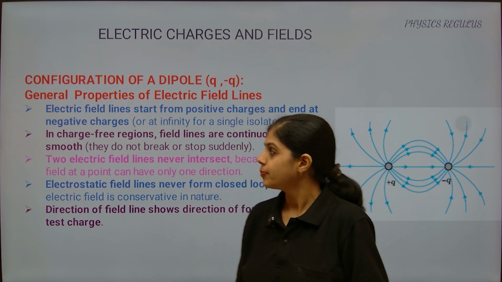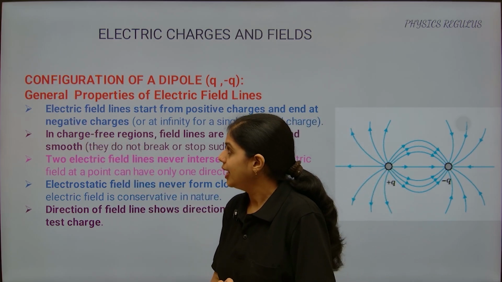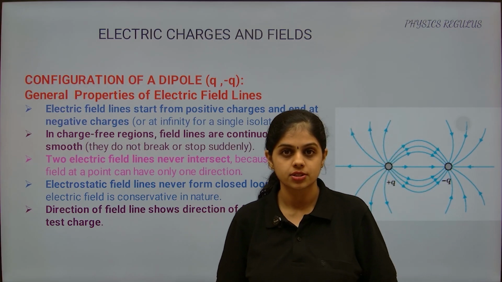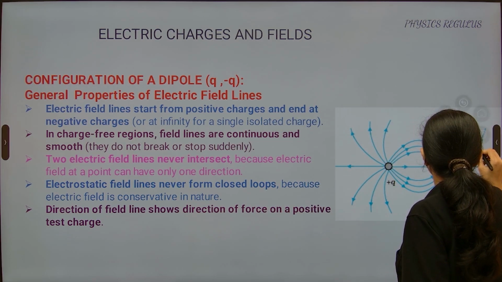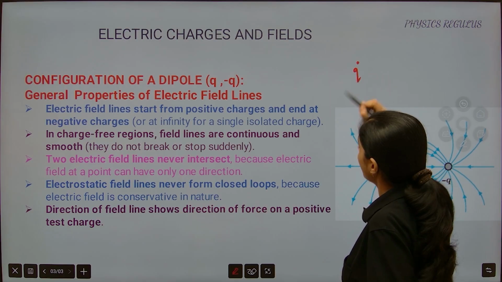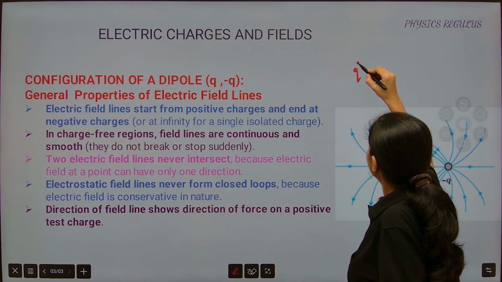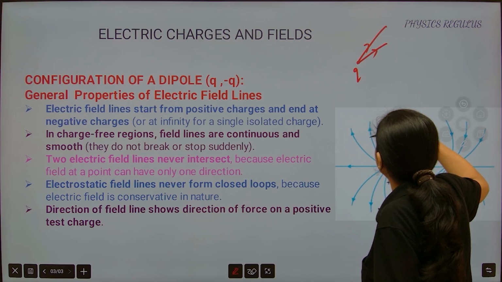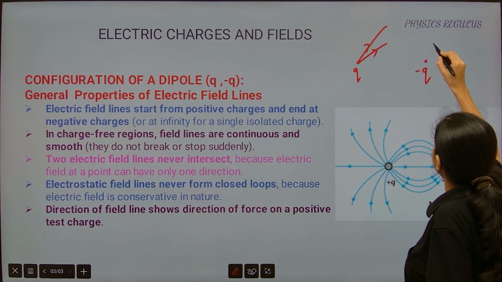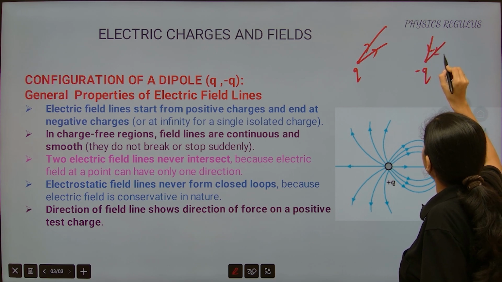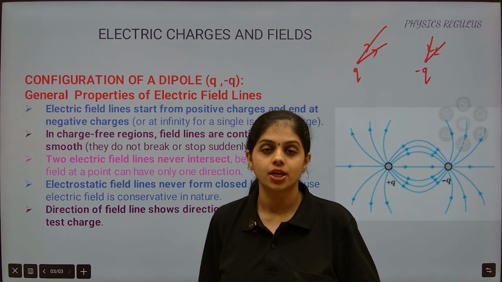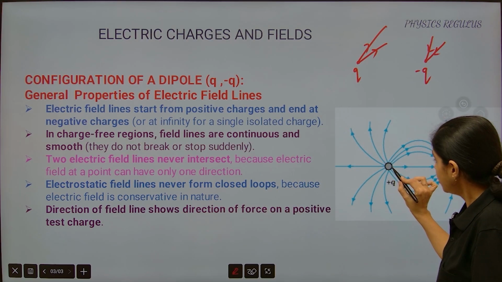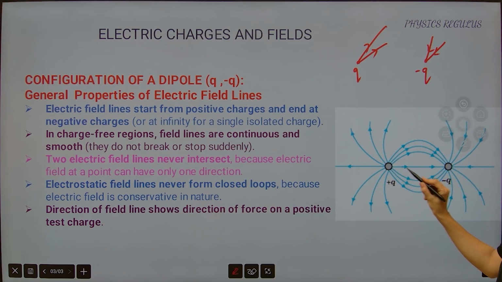We will see that. First point, electric field lines start from positive charge and end at negative charge. You know, for a positive point charge, field lines start from the point charge and go to infinity. If you consider a negative charge, field lines come from infinity and end at the negative charge. But in case of dipole, field lines start from positive charge and end at negative charge.